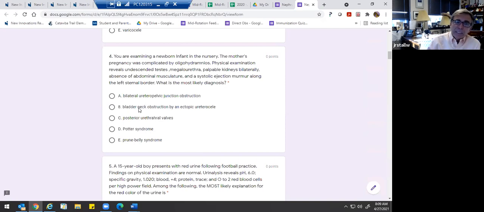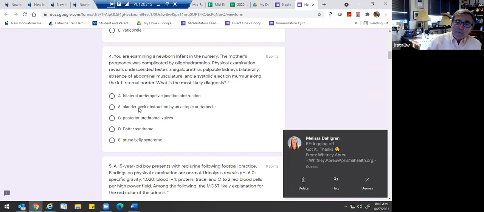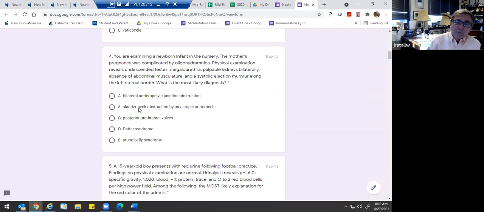The Potters would be dysplasia or absent kidneys, so that goes away. The posterior urethral valves might be a good thought in the fact that you're set up for this, but when you see the absent musculature, it just goes for prune belly syndrome. Number 5.